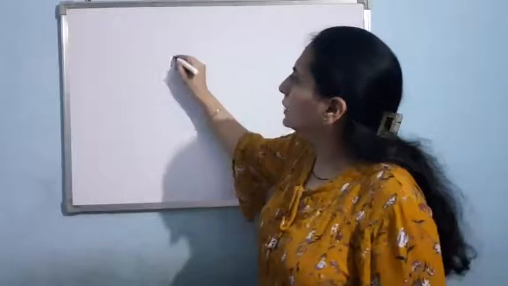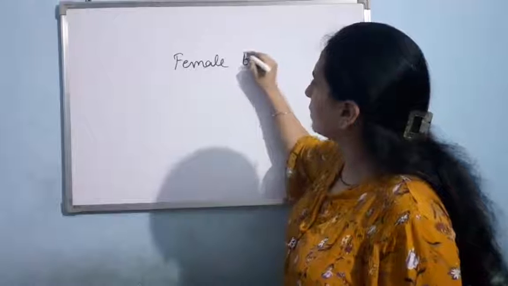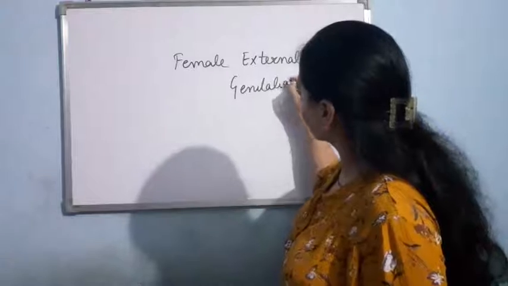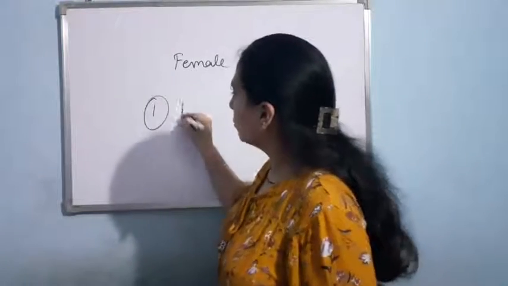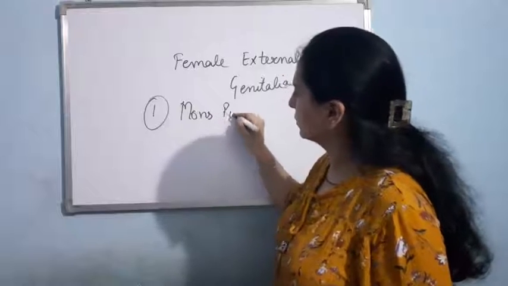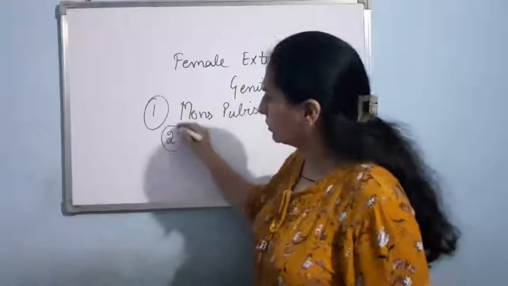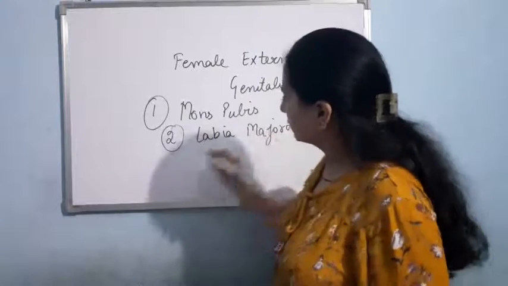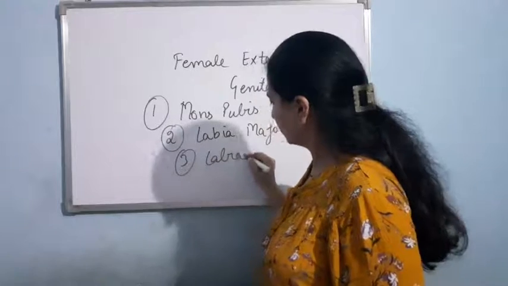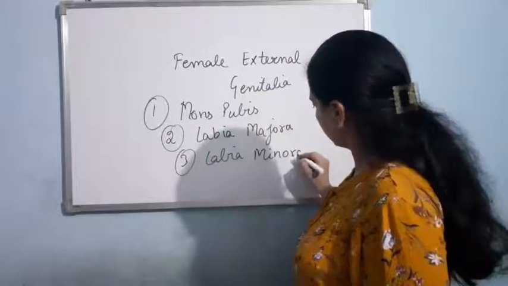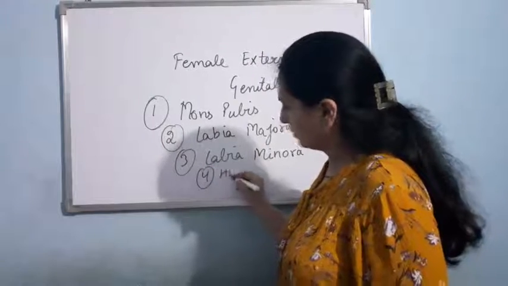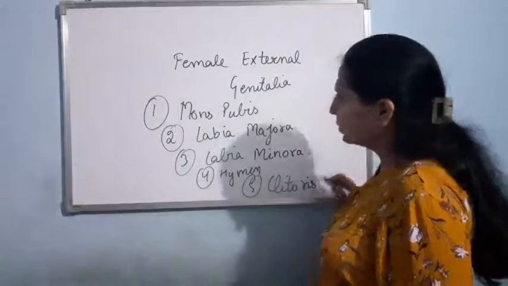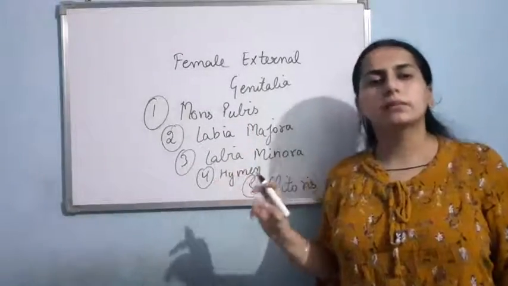So now, in the female external genitalia, 5 parts are present. Mons pubis, labia majora, labia minora, hymen, and last one is clitoris. So one by one we shall study about them. So these are the 5 parts that can be seen from the outside.